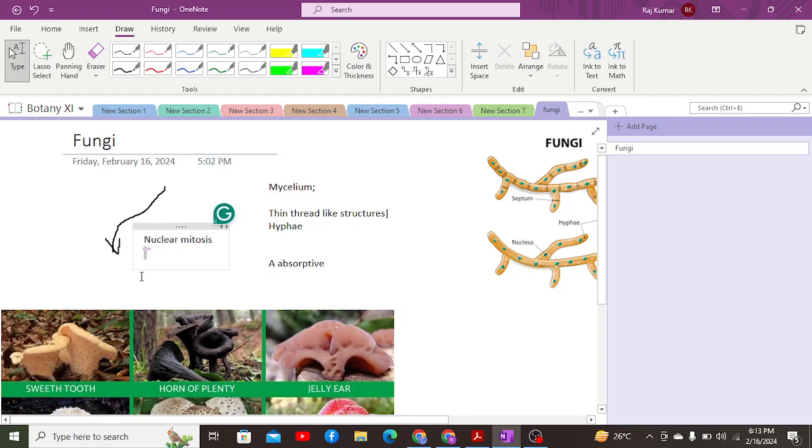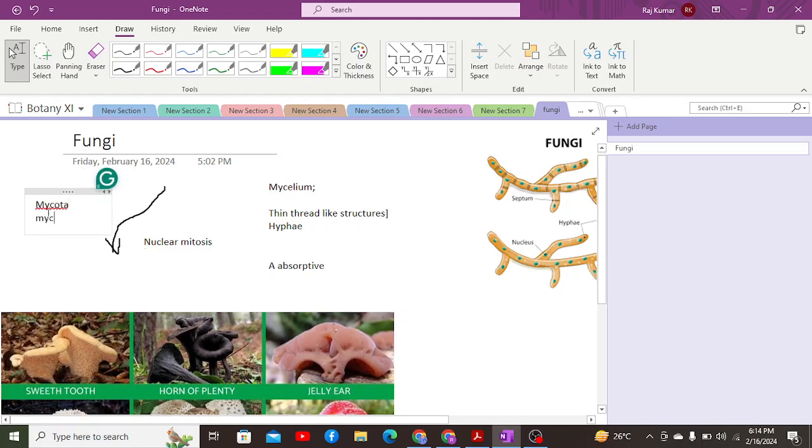This was one unique characteristic. The second unique characteristic was that when their genetic constitution was checked, both of their cell and their mitochondria, it was neither similar to plants nor similar to animals, due to which they were placed in a separate kingdom known as fungi. This kingdom is also known as mycota, and the person who studies fungi is known as a mycologist, and the study is known as mycology.